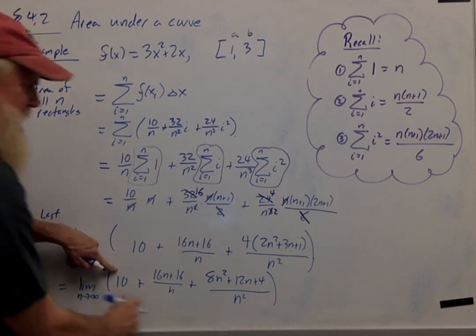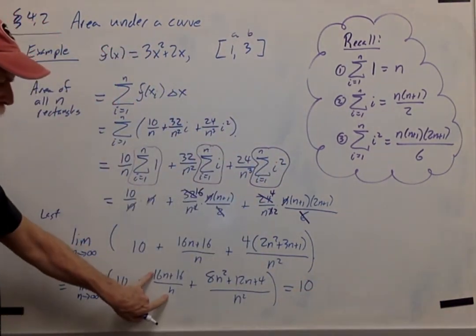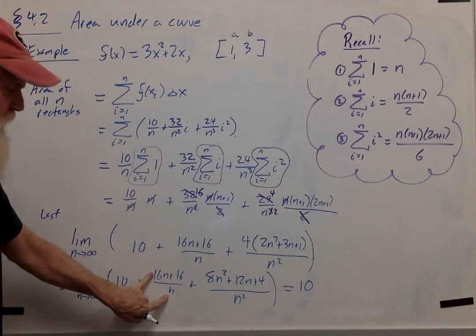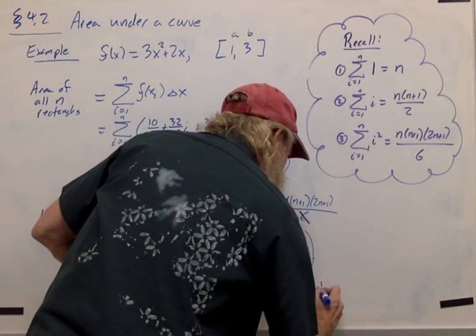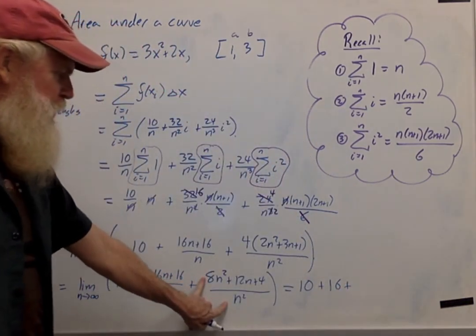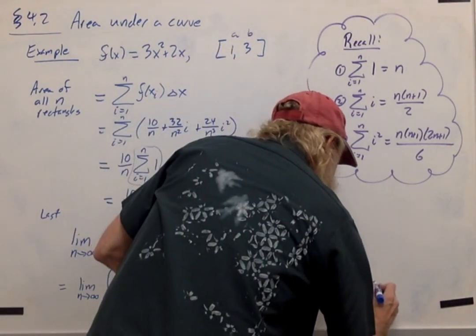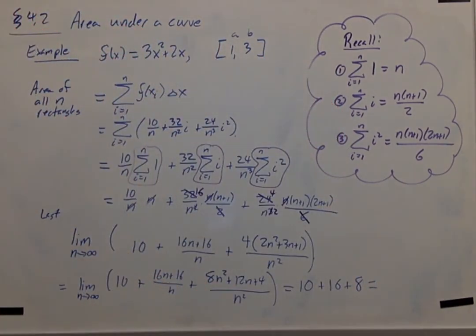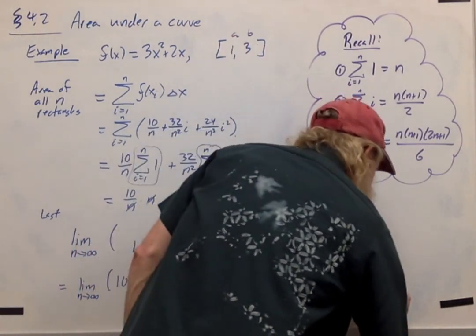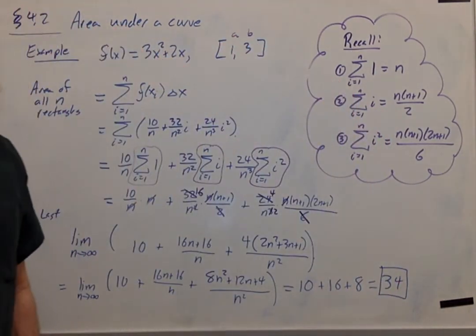The limit of a constant is just the constant, 10. This first fraction is balanced, so I take the ratio of leading coefficients, 16 over 1. This last fraction is also balanced, so once again, the ratio of leading coefficients, which is 8. And 10 plus 16 plus 8 is 34. And that's the area underneath the curve.